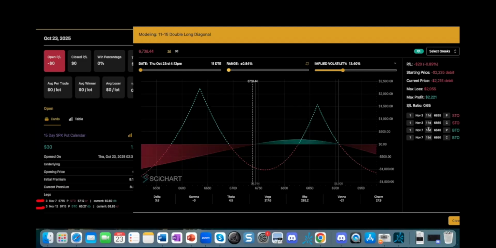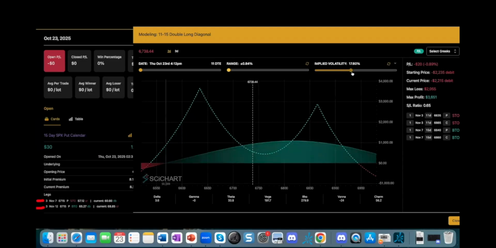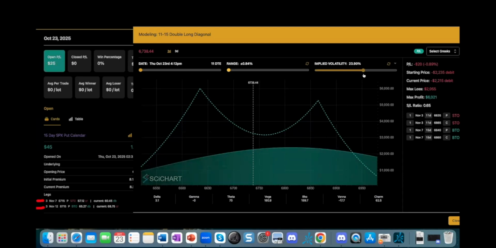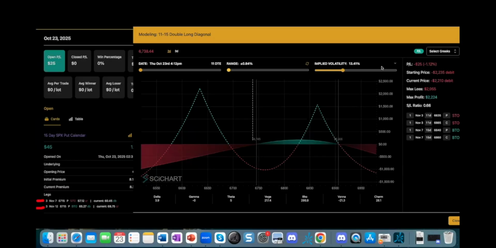And here are your strikes. You can see here, because it's long vega, if I start raising the volatility, it's alive, right? You can see the green area there. This button, you can reset it. And right now I have it set at 50 points. You can see that here on the range.